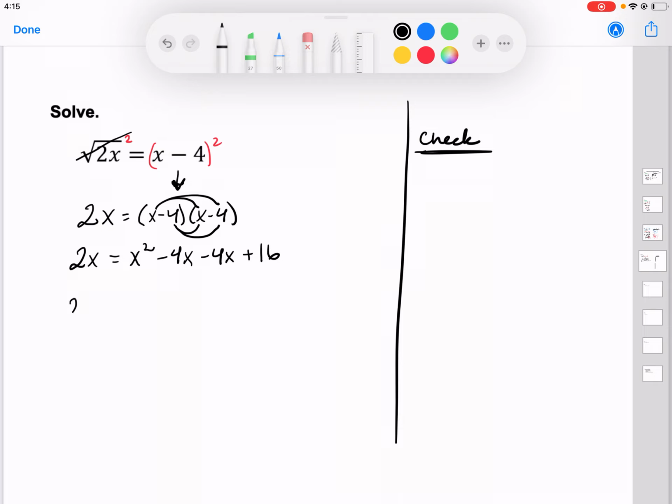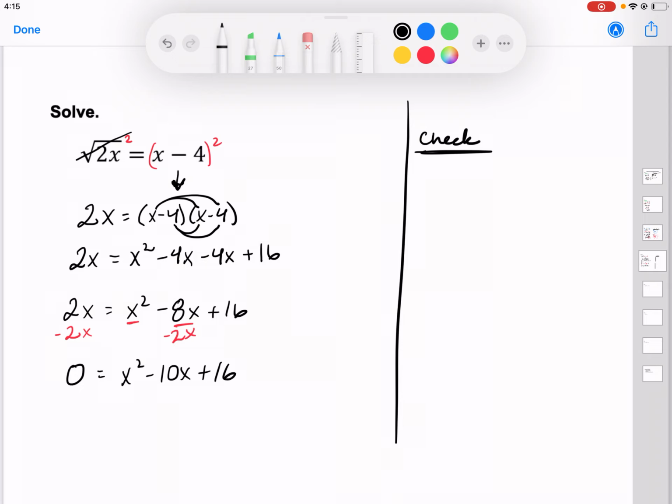Then I'm going to go ahead and combine like terms. So you have x squared minus 8x plus 16. Okay, at this point, I'm going to go ahead once again, since there's the x squared and the x term, we want to get it all equal to 0 because we're going to end up factoring to solve. So if 0 equals x squared minus 10x plus 16.